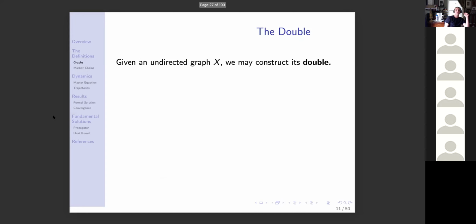Okay. Given an undirected graph, we may construct its so-called double. This is terminology I think I invented, but obviously it's a known construction. So this is a directed graph where you put all possible directions on every edge. There are only 2 possible directions. You create new edges, 1 for each direction.